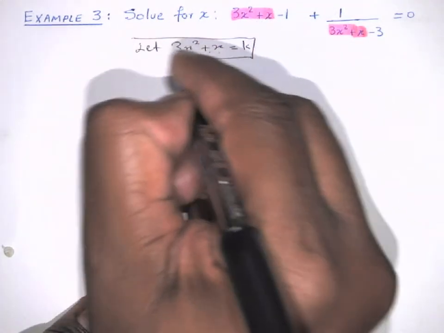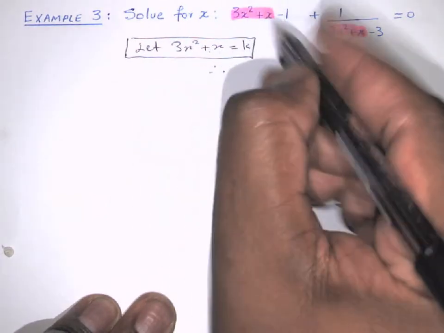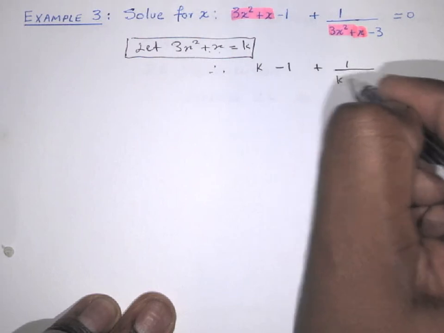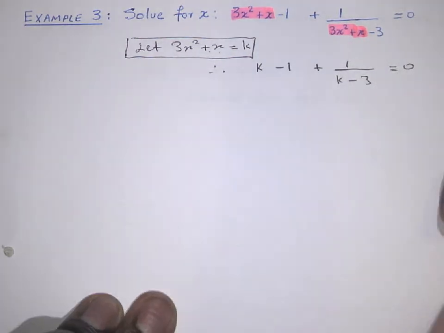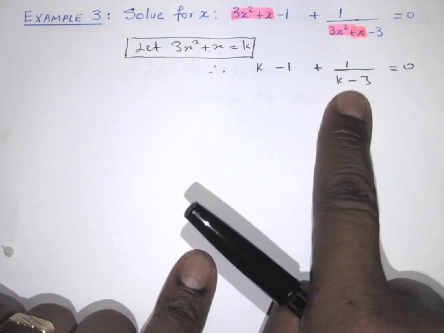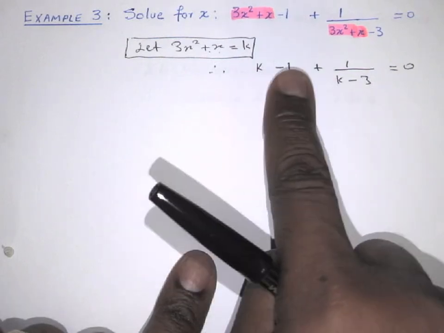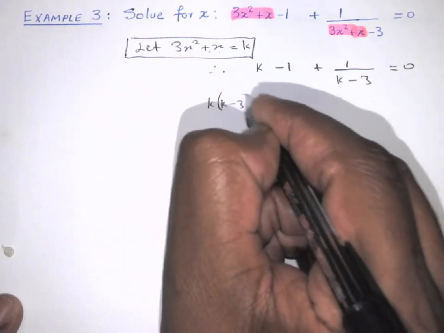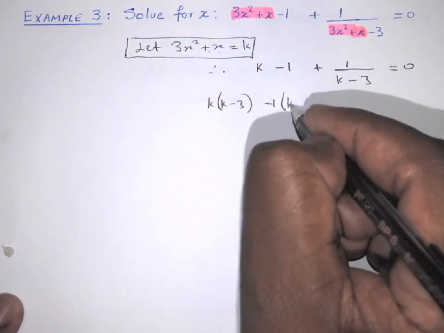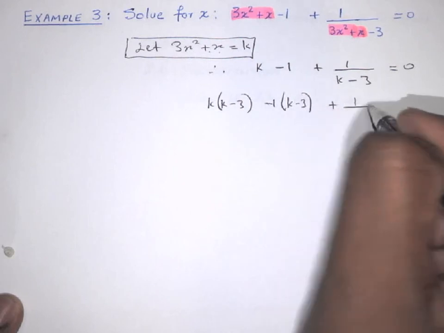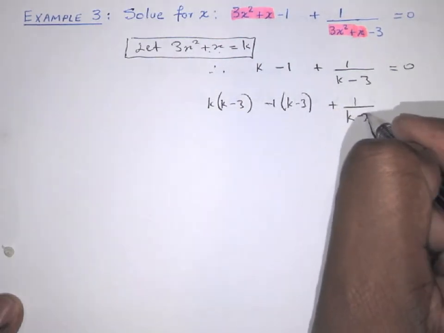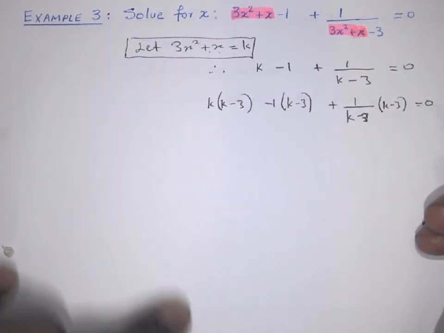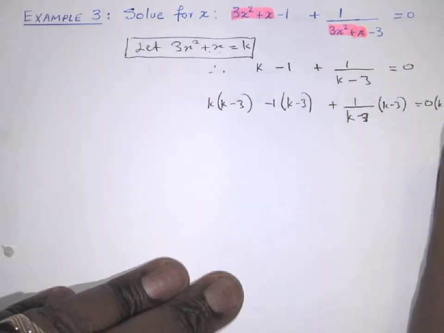So let me put that in brackets again. Therefore I'll put k there. So I'll have k minus 1 plus 1 over k minus 3 is equal to 0. Now, what is the LCD? The LCD is k minus 3. So I'll multiply each term by k minus 3. Which means I'll have k multiplying the k minus 3, the minus 1 will multiply the k minus 3, plus 1 over the k minus 3 will multiply with the k minus 3, equals 0. The 0 will also be multiplied by k minus 3.